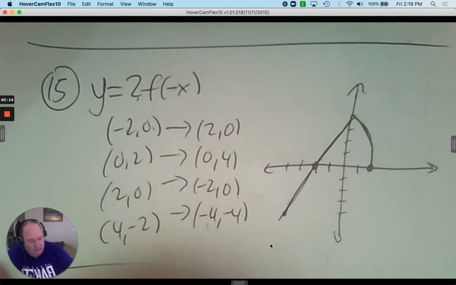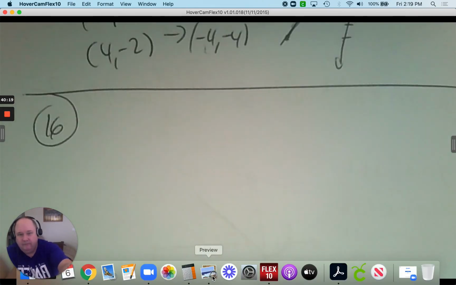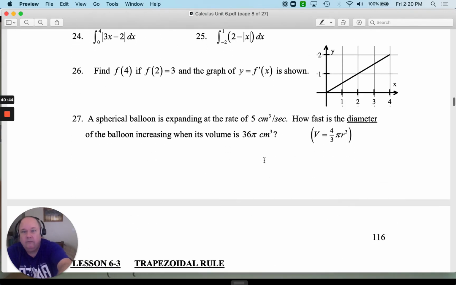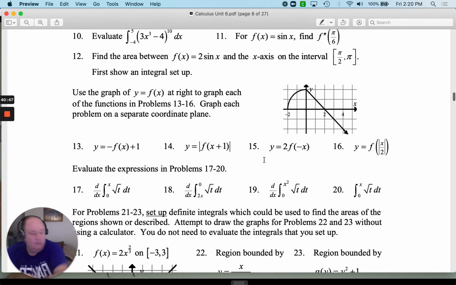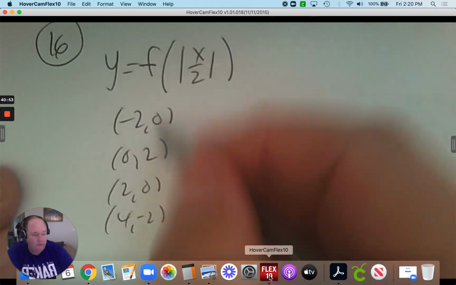All right, let's look at number 16. In number 16, you have y equals f, and then parentheses, the absolute value of x divided by 2. So we're going to start it the same way. We have our key points from the graph we're going to write down, and then we're going to transform each point, and then we'll graph it from there.